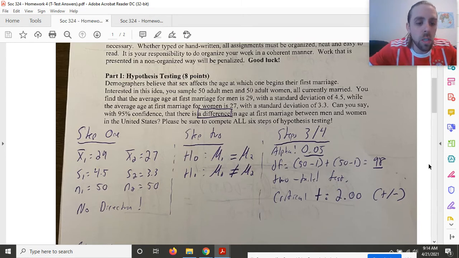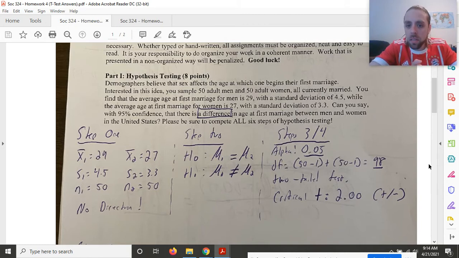X bar 1 equals 29, S1 equals 4.5, N1 equals 50. And then for the second group, that's going to be women, X bar 2 equals 27, S2 equals 3.3, and N2 equals 50. I also wrote down here "no direction." That tells me that I am doing a two-tailed test. And that's really all I need for step 1.